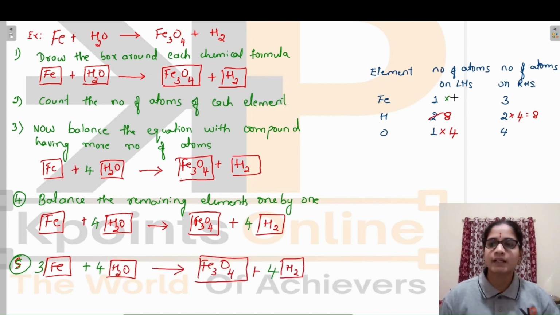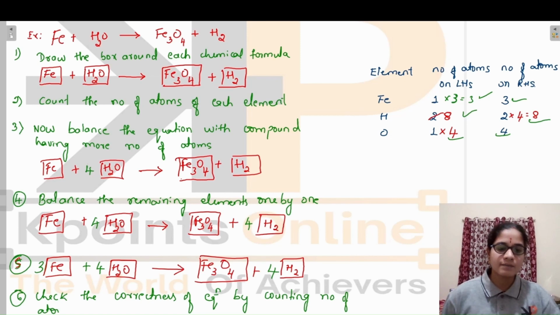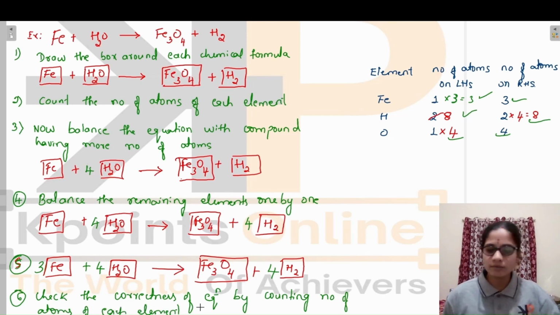Here I have multiplied the number of iron atoms by 3 so that I get the number of iron atoms the same on both sides, and hydrogen atoms the same on both sides. Oxygen atoms are also the same on both sides. Yes, now this equation is balanced. You can check the correctness of the equation just by counting the number of atoms of each element on both sides.